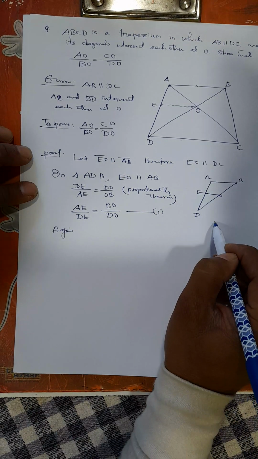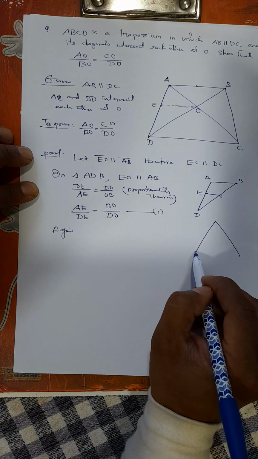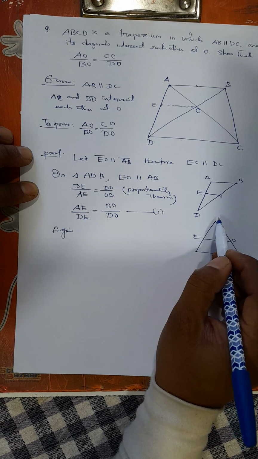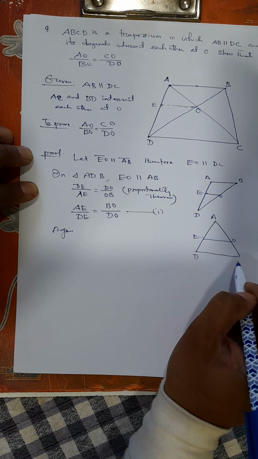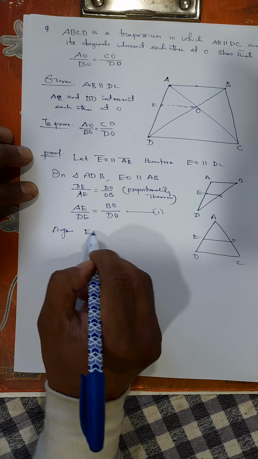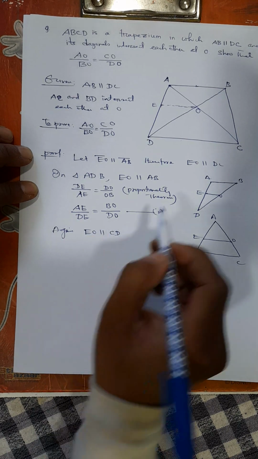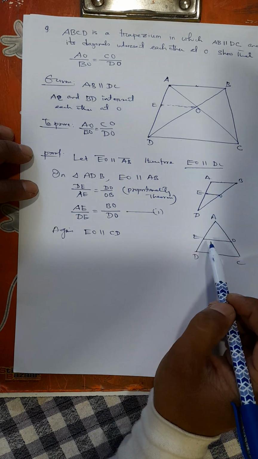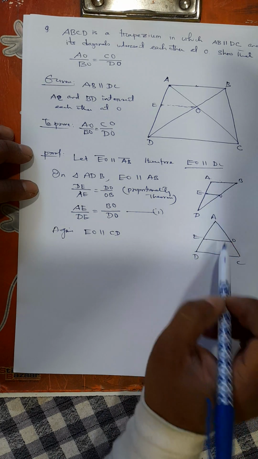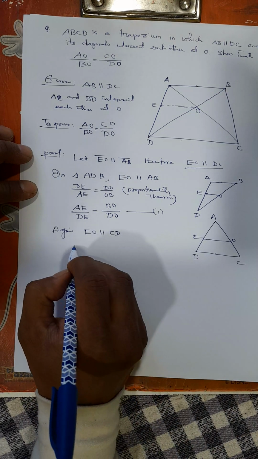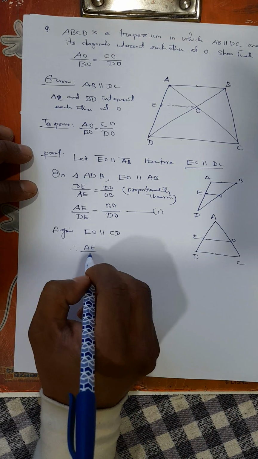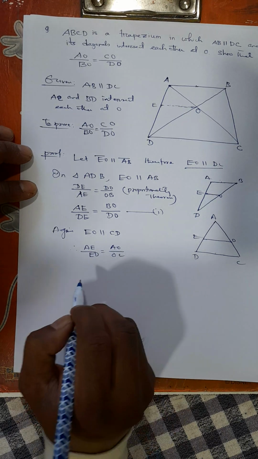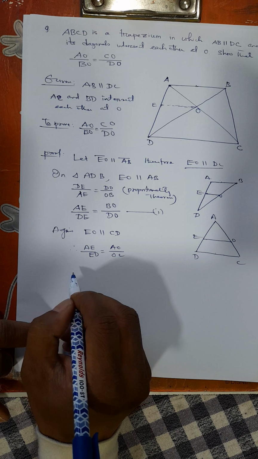Again, you come to this triangle ADC. This is A, this is D, this is C. Again, EO is parallel to CD. Since EO is parallel to AB, therefore EO is parallel to CD, because AB and CD are parallel. Therefore, AE by ED equals AO by OC, right?